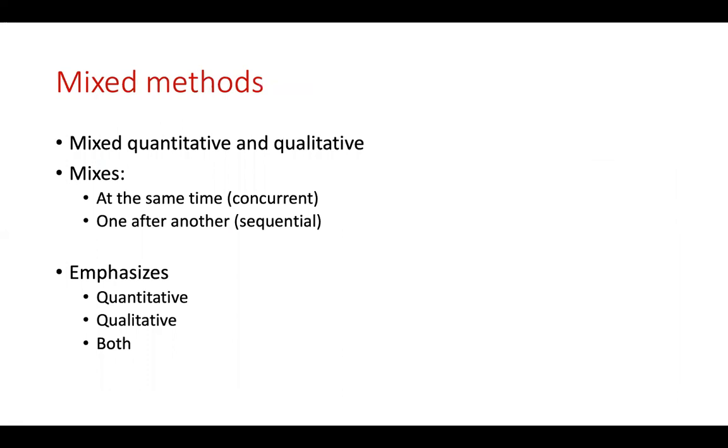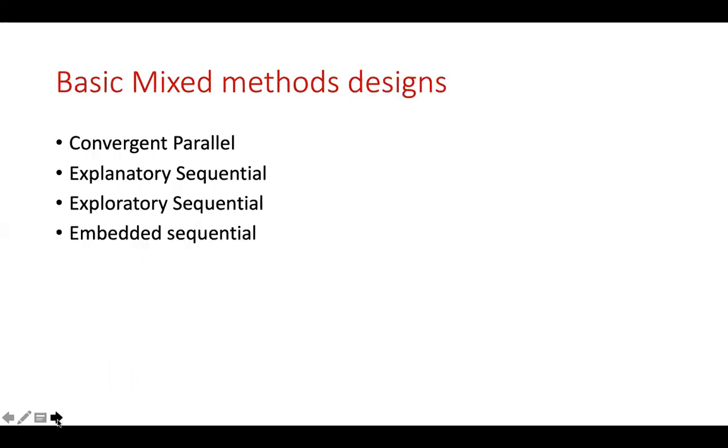So now I am jumping into just the introduction of mixed methods. Mixed methods is very commonly used nowadays in public health research. So it mixes qualitative and quantitative studies. It mixes at the same time, which can be done concurrently, or one after another, which can be done sequentially. And then we can choose the emphasis, whether we are emphasizing our quantitative approach, our qualitative approach, or both approaches.